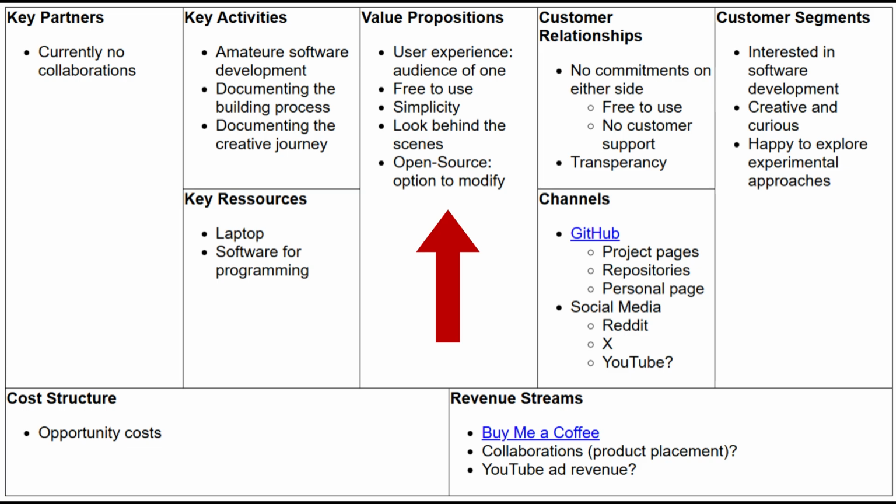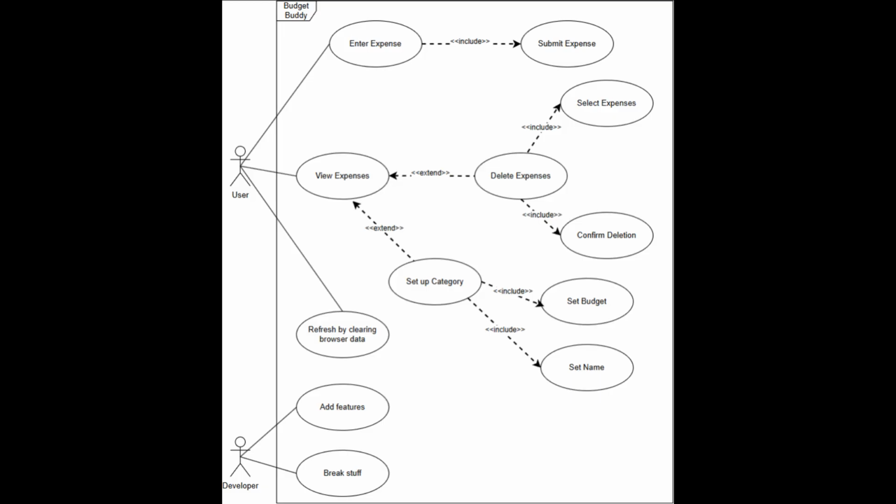Let me explain the details of the idea using a UML use case diagram. On the left-hand side, you can see two people that can interact with the system. The developer, me or anyone adopting the software, can add features or break stuff. Both things might happen at the same time. The user can enter an expense, view expenses, and refresh by clearing browser data.